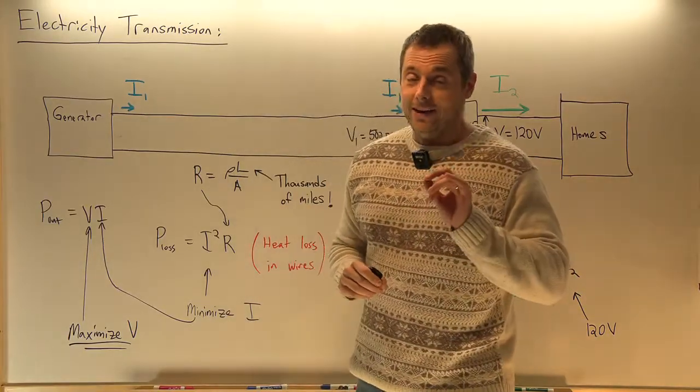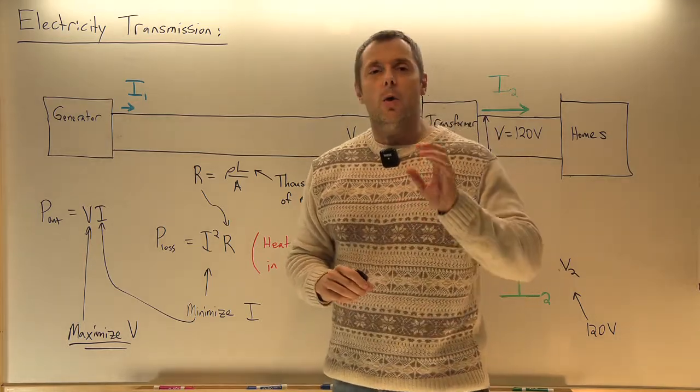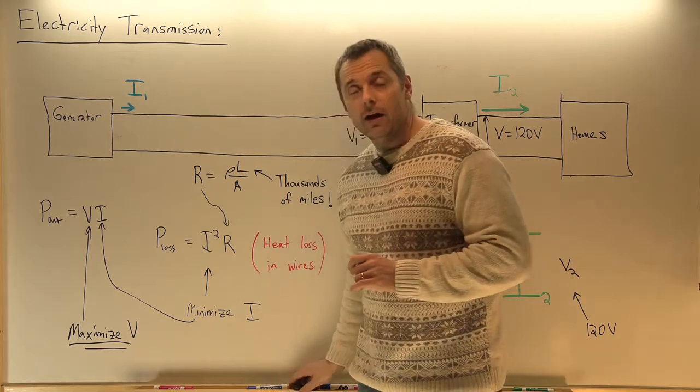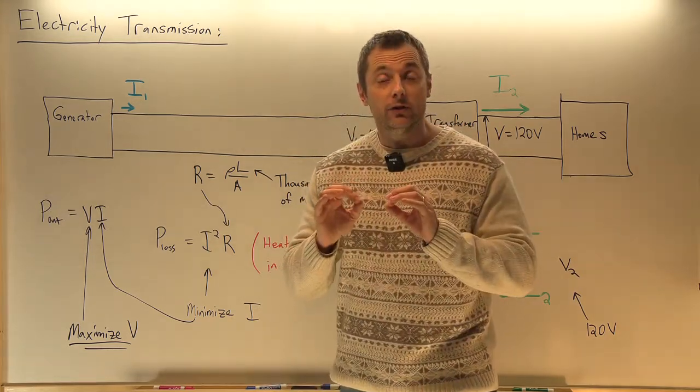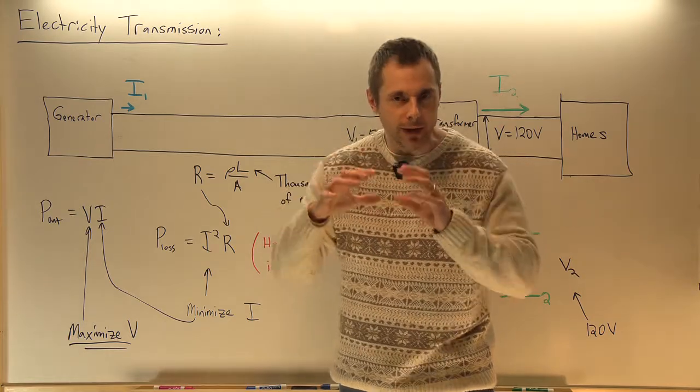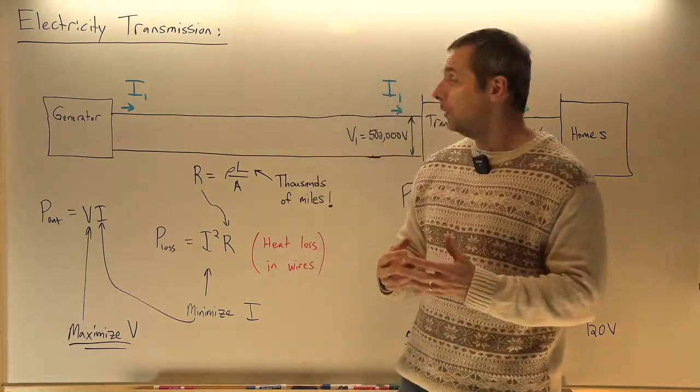So, now I want to try and explain why those power lines, those wires, were up at 500,000, or I've even heard over 600,000 volts. Why not just make them a lower voltage to make them safer to work on?